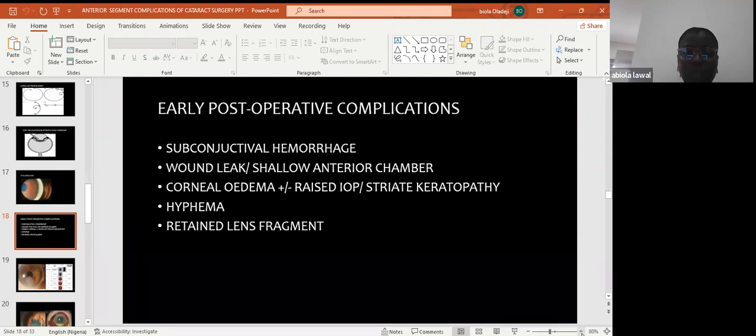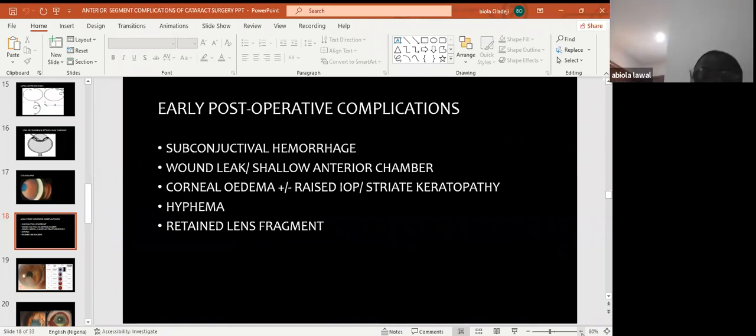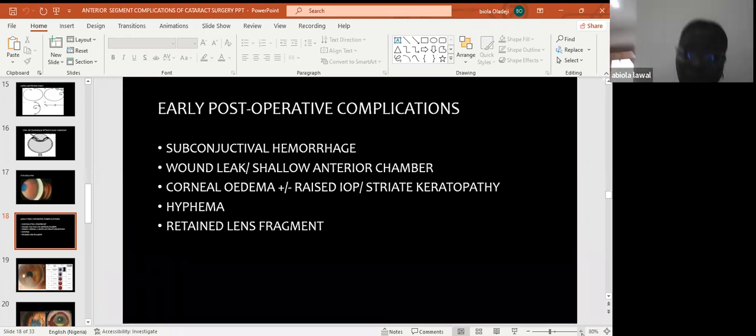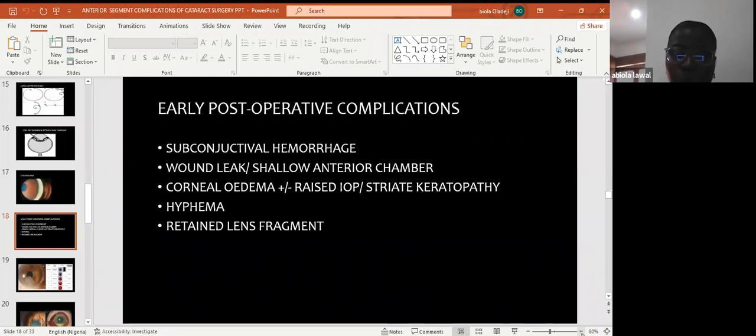I'll start discussing the early post-op complications. Very commonly, subconjunctival hemorrhage can be mild and can be very severe, so that the patient can have bloodshot eyes following surgery.